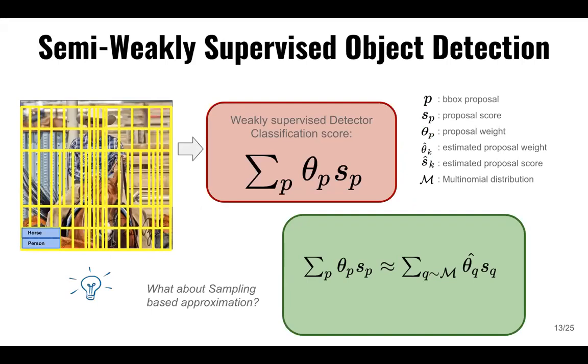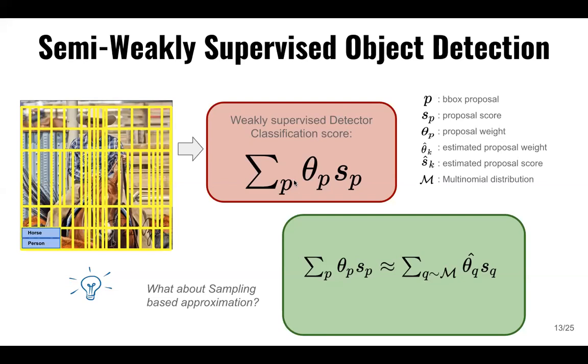Now we'll see how we make use of this in our settings. As we have seen for the weakly supervised settings, there are these proposals which are spread out all over the image, and this is how we compute this expected score for each class. The first formula.